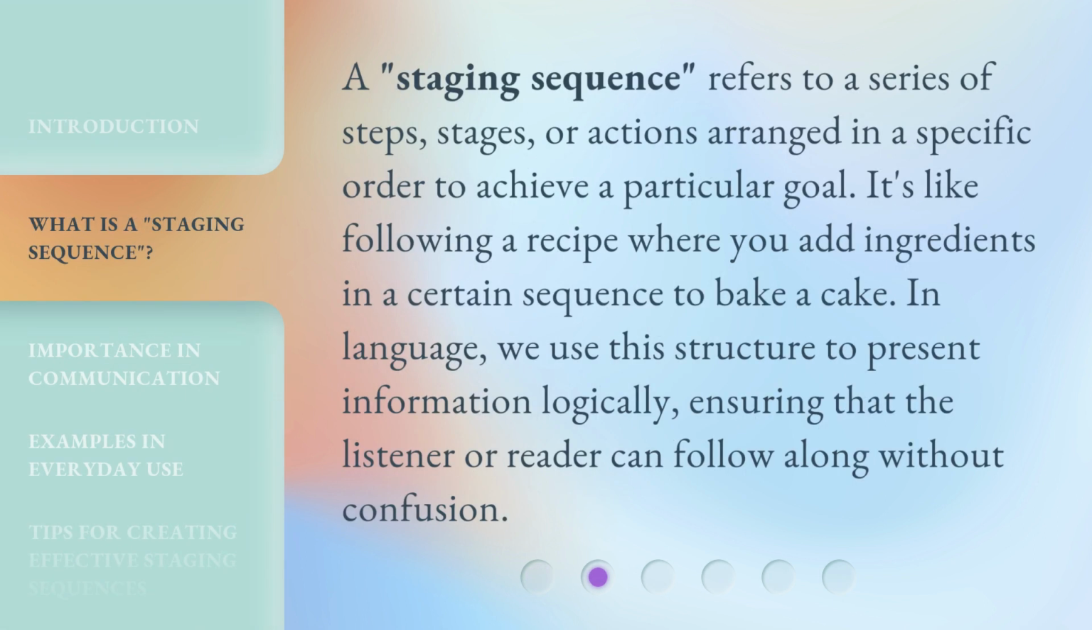A staging sequence refers to a series of steps, stages, or actions arranged in a specific order to achieve a particular goal. It's like following a recipe where you add ingredients in a certain sequence to bake a cake. In language, we use this structure to present information logically, ensuring that the listener or reader can follow along without confusion.